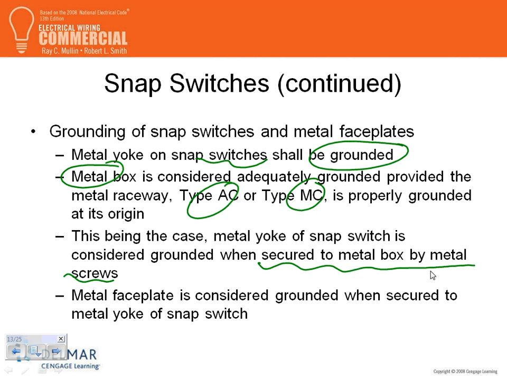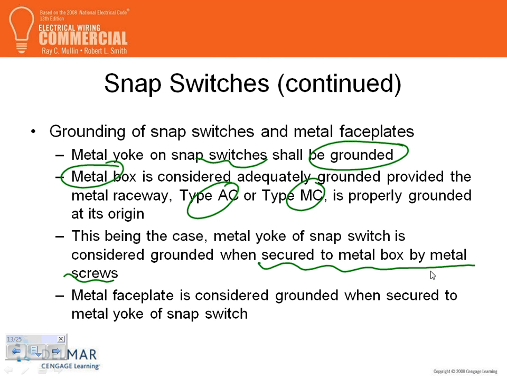If your yoke snap switch is considered grounded, it's grounded. If you have a metal box and the yoke snap switch is attached to the metal box, then it will be considered grounded. You don't have to pigtail it in a metal box.